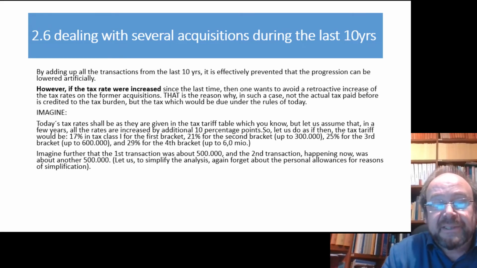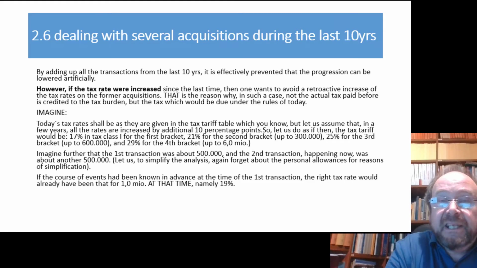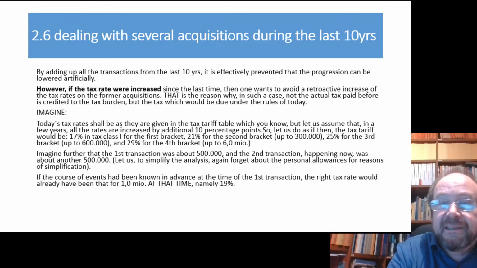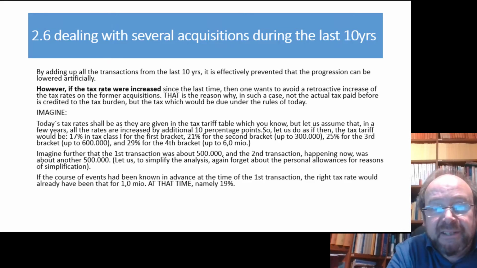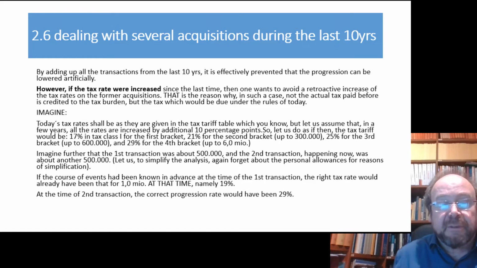So let's imagine the first transaction was about 500,000, and the second transaction happening now under that increased tariff is also again 500,000. Again, to make things simple and to understand just how it works, we forget about all the personal allowances for reasons of simplification. So if we had already known all the future when the first transaction happened, we would have known the right progression for our first 500,000 would be the progression for 1 million. At that time, that would have required a tax rate of 19%. That was at that time the valid rate for 500,000. And at the time of the second transaction, the correct progression rate would have been 29%.